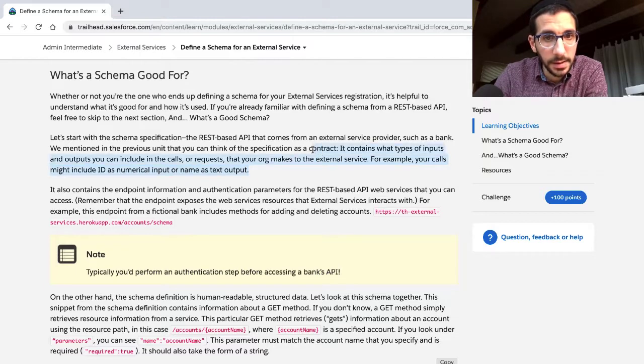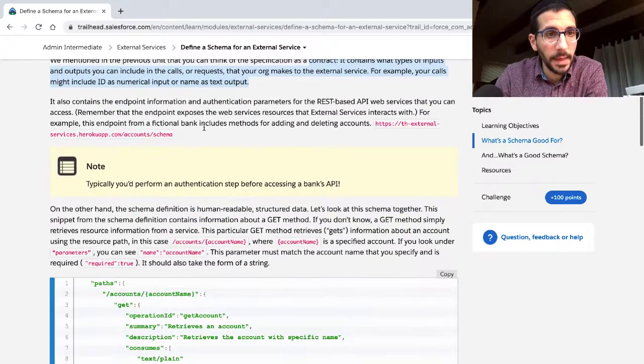identifying, thinking of it as a contract, what inputs and outputs you can include, and that's what a schema is. The schema also includes where you could find this information, and that's called the endpoint information, which is just basically a URL that we're going to be using to access. And then also how we are going to authenticate to get permission to see that endpoint.